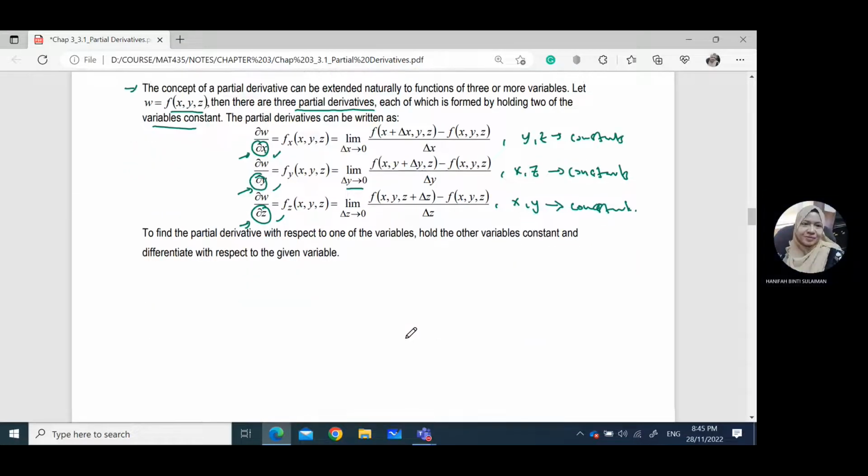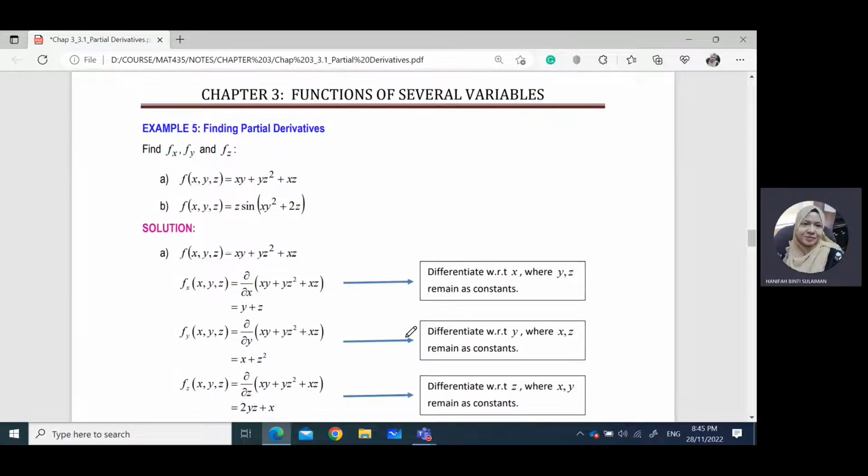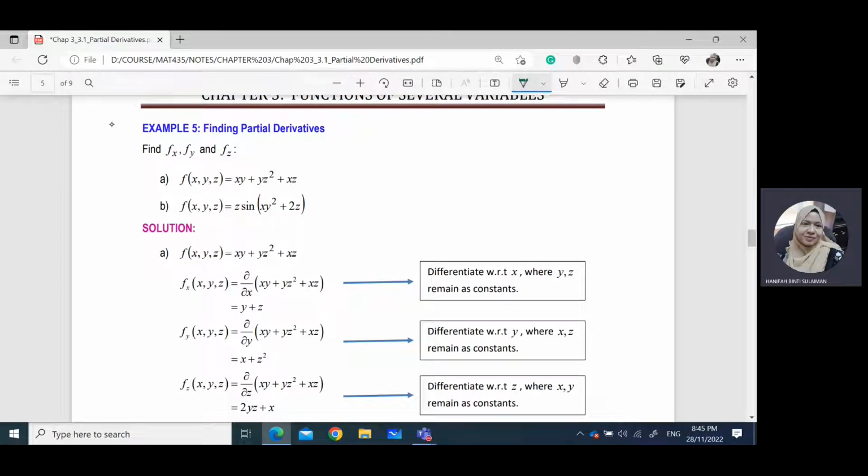Okay, alright, so look at this example, example 5. Example 5, finding partial derivatives. Based on this example, it is about a function involving three variables, x, y, and z, so that we need to find the partial derivatives with respect to x, y, and z. Okay, so look at A. So A, we have this function, which is xy plus yz squared plus xz.